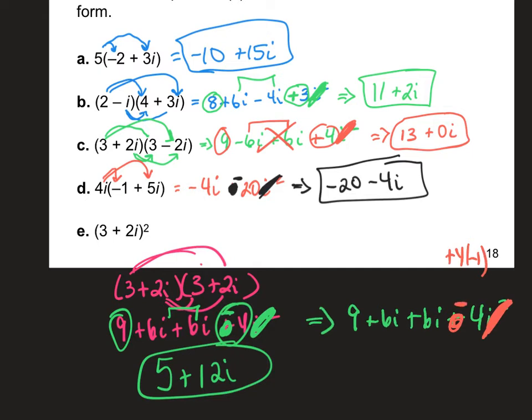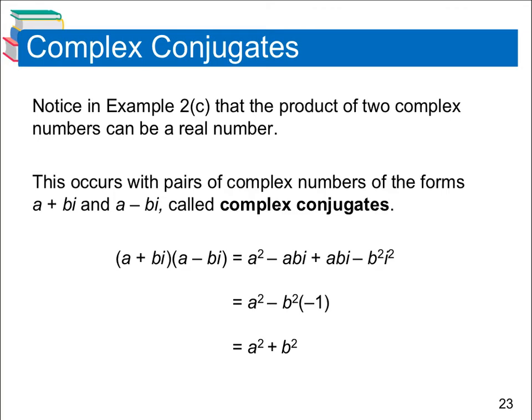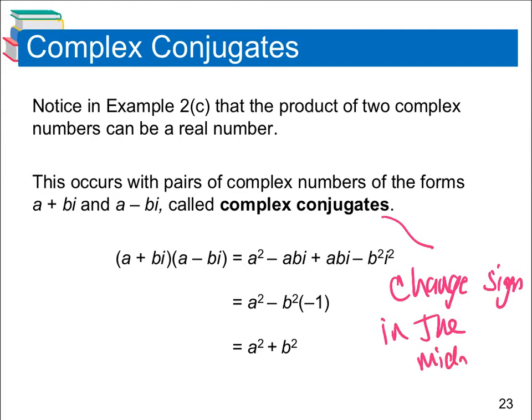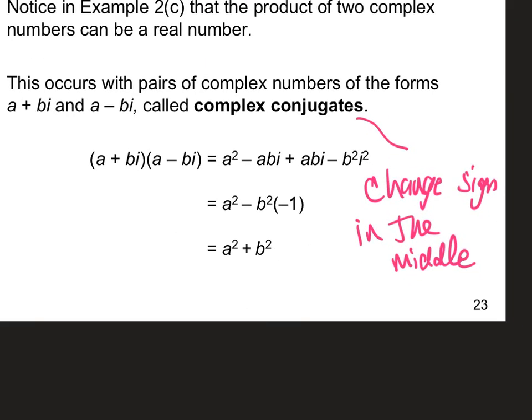All right, guys, when I talk about complex conjugates, we've talked about this before, but complex conjugate just means you change the sign in the middle. That's it. Write that down. Change the sign in the middle when it's written in standard form.